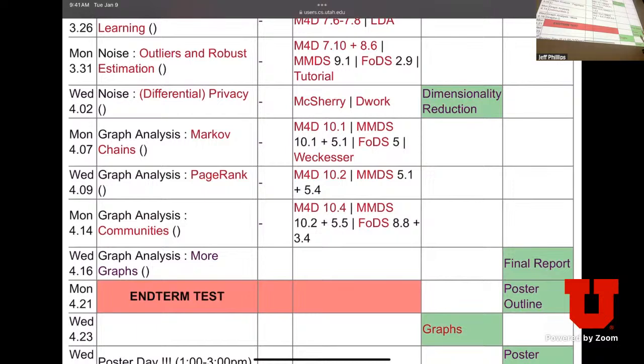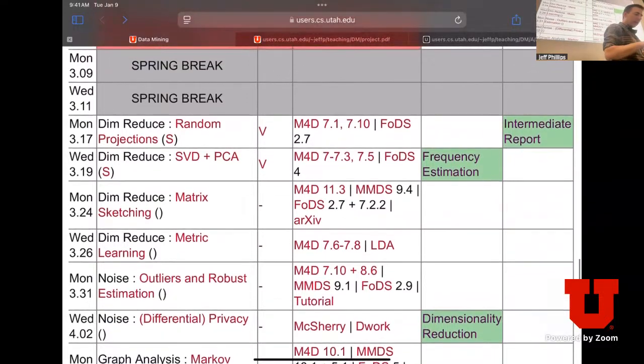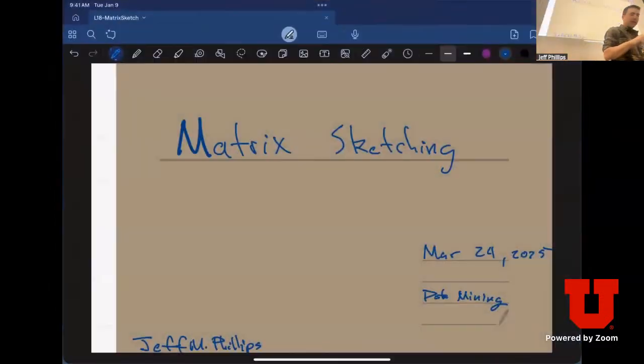You'll also be working on your final report and your poster outline around then, so it'll be a busy time in the course as well. Okay, great. So that's where we are.